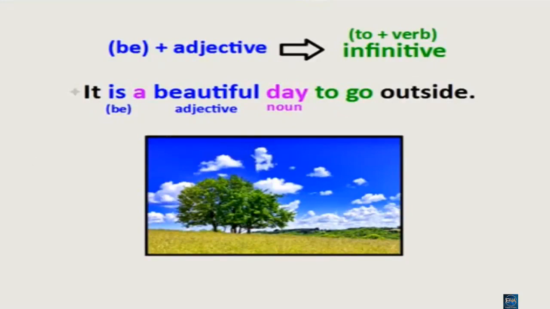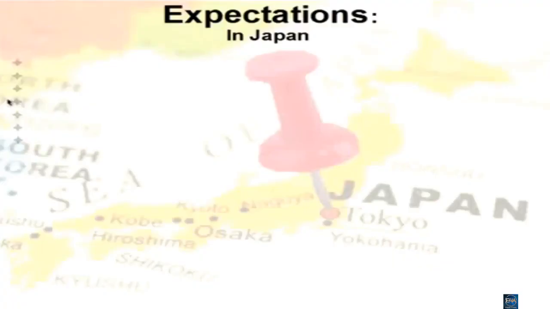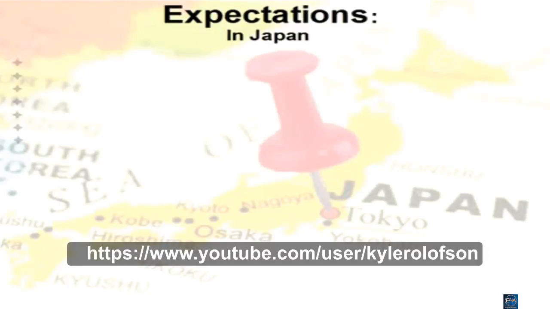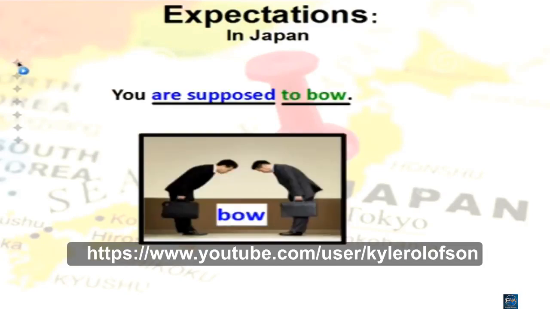Good. Now, let's go back to the conversation that we had between Angela and Mayuki. So the expectations in Japan. Let's look at one of the first examples. We said that you are supposed to bow. So in Japan, when you meet someone, you are supposed to bow.